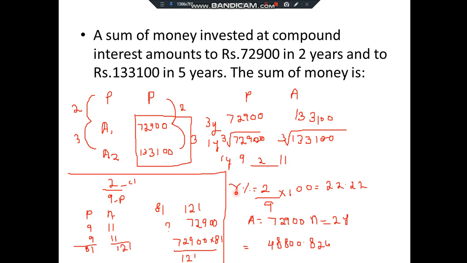Now take the unknown value part. That is P; A1, the number of years and R percentage you know. So using the fraction method, you can easily find it as 48800.826. These questions are framed by me, that's why you get decimal values. In exams you may have direct values where the calculation part would be easy.